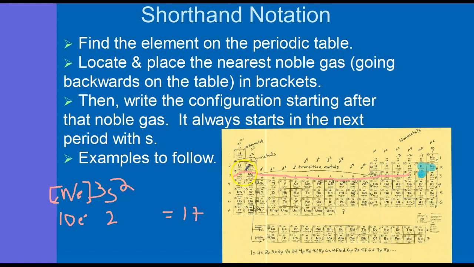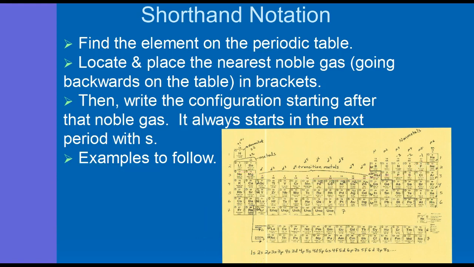So after 3s, I go empty space, and then I start here with the 3p's. And I'm going to count over my p's: 1, 2, 3, 4, 5. 3p5. So I have 10 electrons from there, 2 from there, and 5 from there. 10 plus 2 plus 5 equals 17. So this is the shorthand for chlorine: neon in brackets, 3s2, 3p5.